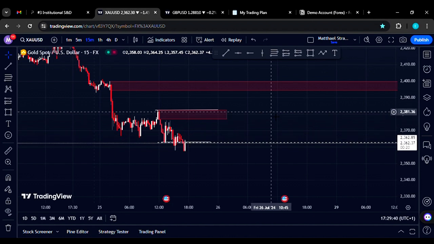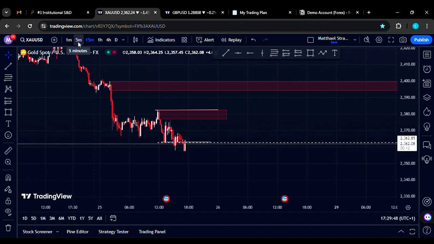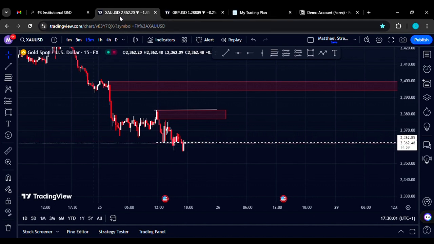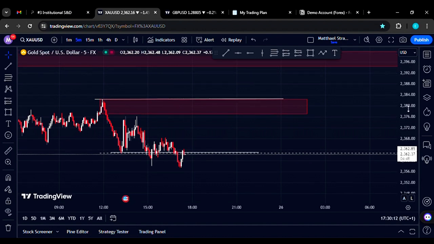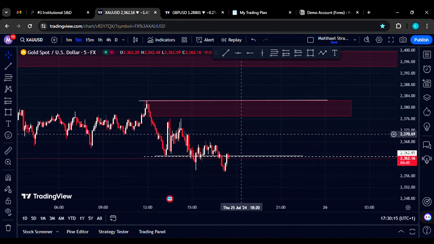But one thing is, I don't usually take trades on the 15 minutes time frame when I'm trading gold. But when I'm trading GBP USD or any other pair, I might take trades on the 15 minutes. Usually my entry, like I showed you on my plan, my confirmation entry and all that is on 5 minutes and 1 minute. So what I do is I go down to the 5 minutes to see what I wasn't seeing in the 15 minutes chart.